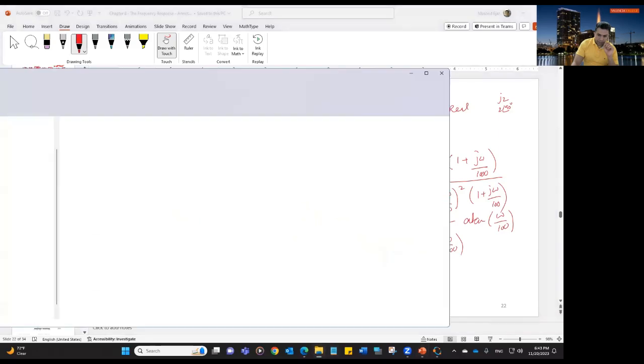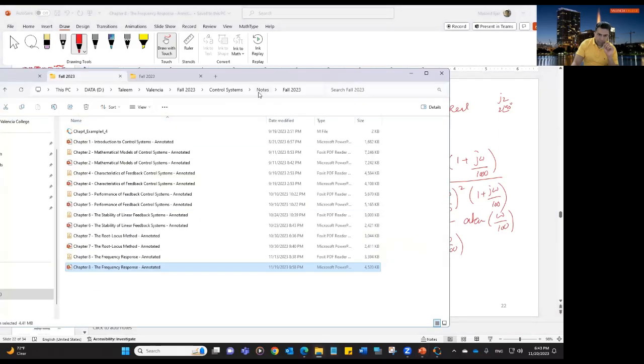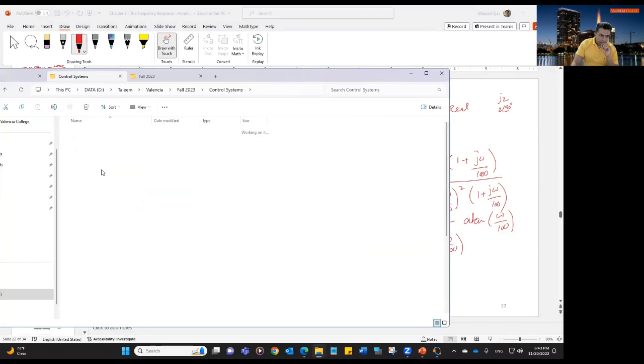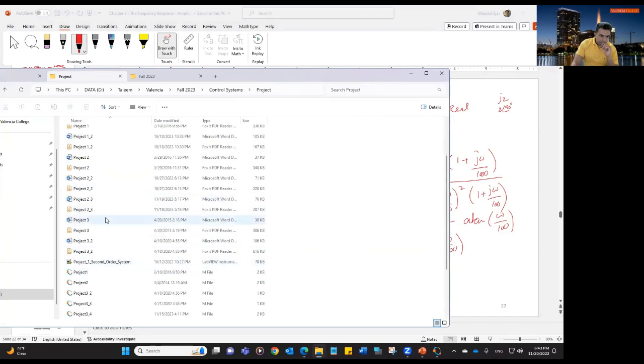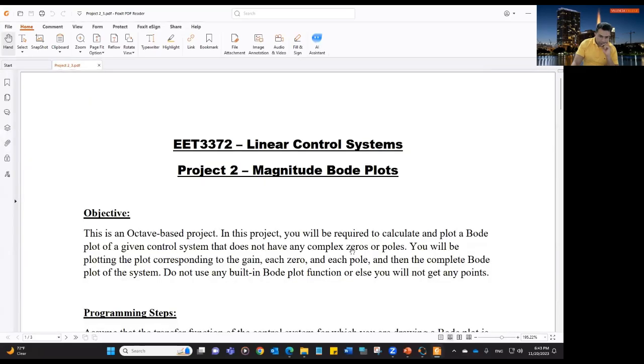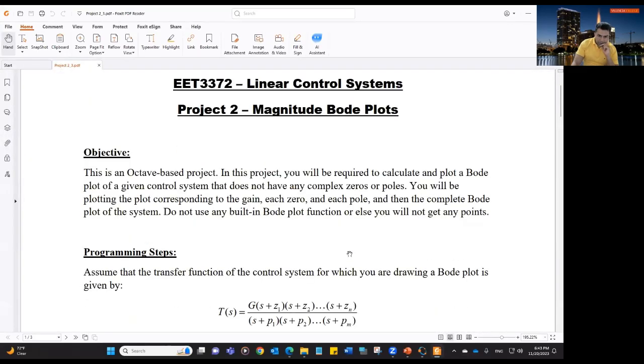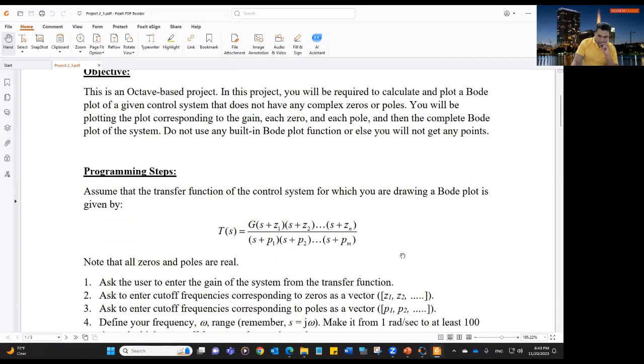If I open the project, so magnitude Bode plots. You don't have any complex zeros or poles. We're going to discuss complex zeros and poles today. Poles specifically; zeros are going to be opposite of that. So you have a generic transfer function. All of these are real zeros. All of these are real poles.